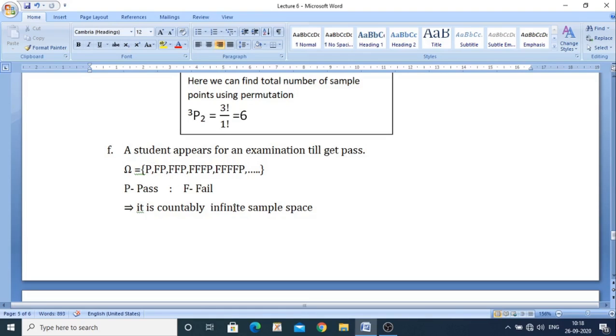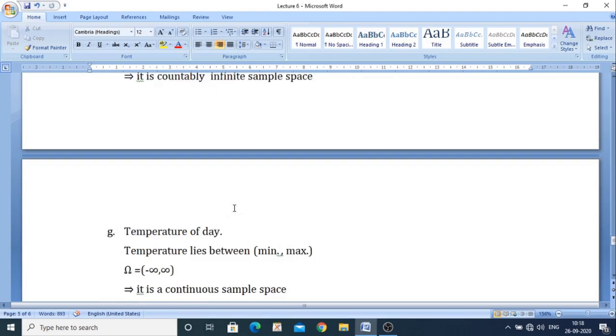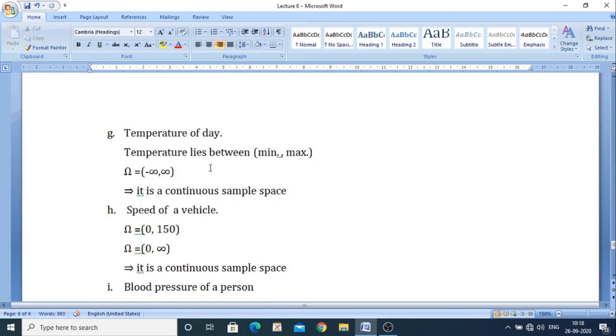So it is a countably infinite sample space. Next example is the temperature of a day. Now, for the temperature of a day, you may ask how this is a continuous sample space. See, whenever there is weather forecasting, they always give the minimum temperature and the maximum temperature, and the temperature they give is, say, that the temperature of that particular city is 34 degrees Celsius.